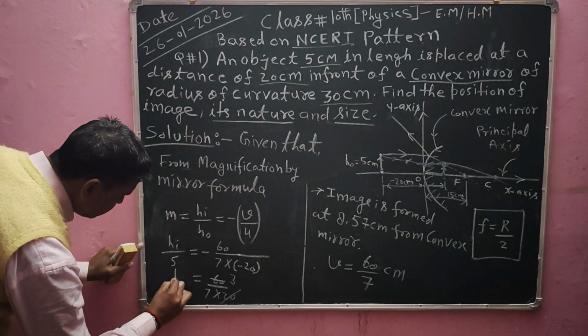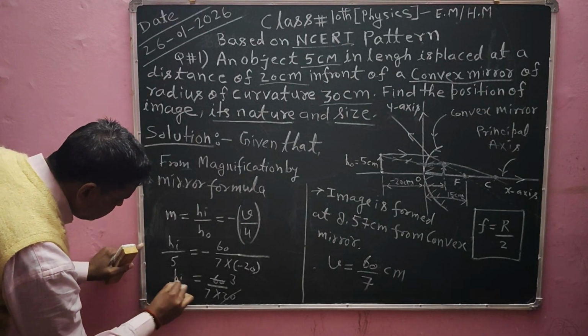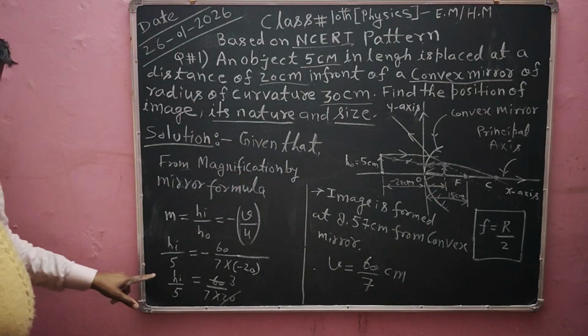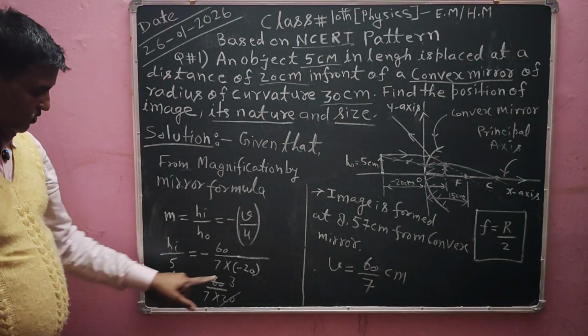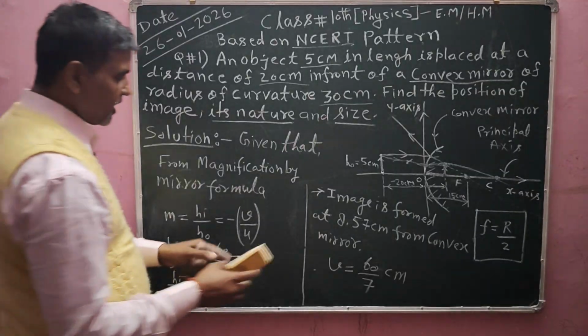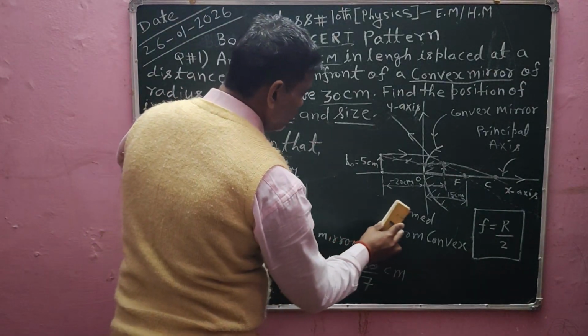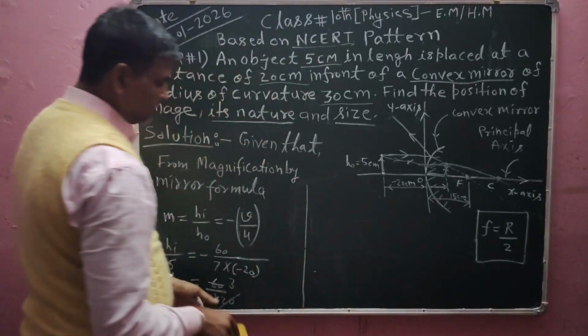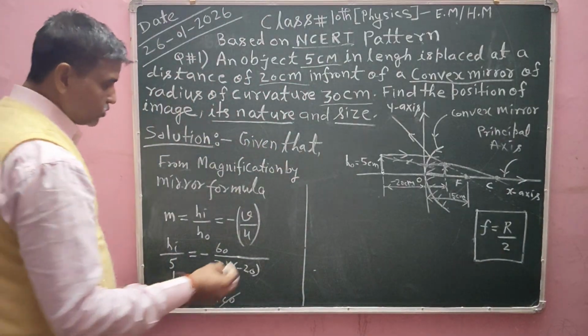So here I have to write HI divided by 5 is equal to this much. So HI by 5 is equal to 3 divided by 7. Okay. Now further I am going to erase this one, and after erasing I will also explain all the information in detail.